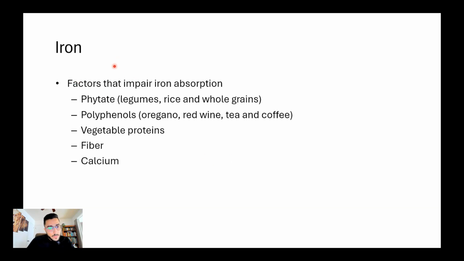Okay, so there are a few things that impair iron absorption because iron can bind to many things. For example, phytates, which are somewhat big molecules found in legumes, rice, whole grains. Polyphenols also bind to iron and impair its absorption. You have vegetable proteins, which follow the same kind of thinking, and then fibers. All these are just complex molecules that interact with the iron and prevent it from being absorbed properly. You also have calcium.